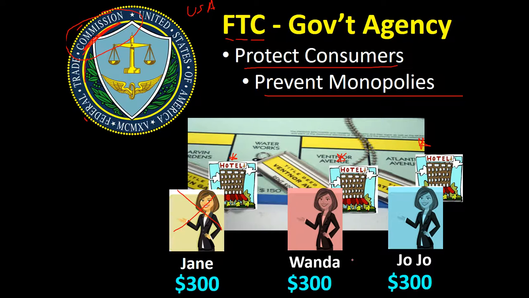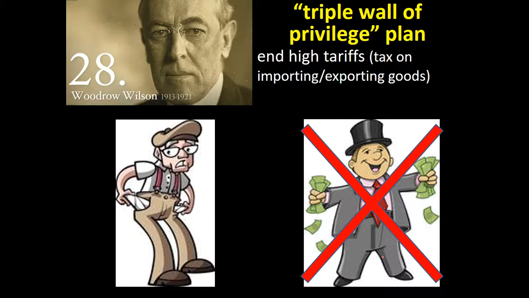And eventually we have more people. JoJo gets a hotel. Wanda gets a hotel. Now we have competition. They want to be the best. And the way to get the most people into your hotel is to lower your prices. You got competition again, and everybody is going to JoJo's hotel. We talked about stopping monopolies. It's all about protecting the consumer.